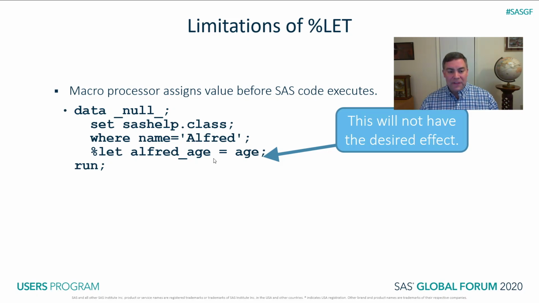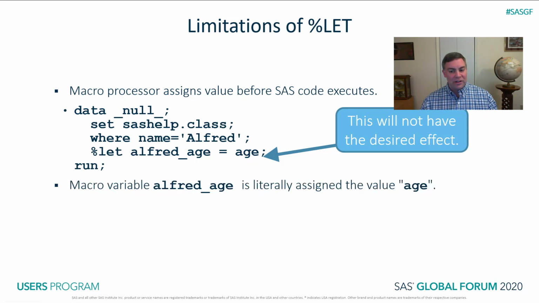Here's what happens. When we submit this code, it goes to the macro processor first. The macro processor sees all of this text, data _null_, set sashelp.class, and so on. It just passes that on through until it gets to %let. There's a macro language trigger. %let Alfred_age equals age. And it literally assigns the letters AGE, that string, to a macro variable called Alfred_age. It doesn't see that as a variable name because at this point in time, the data set hasn't even started executing yet. At this point in time, we're still just in the macro processing loop, that loop at the top of the diagram that we showed a few slides ago.